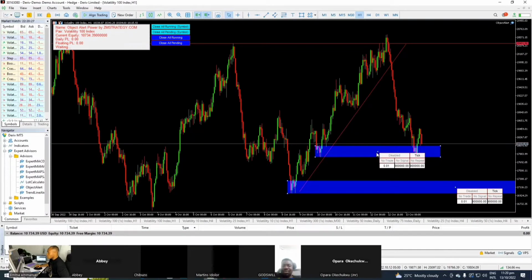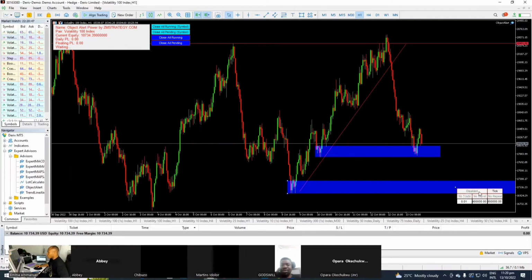So this will be my first point of interest to buy the market up, and this will be my major point of interest to buy the market up, because this is the lower low that the market got to before it created this new high. So this is my first point of interest, and this is my major point of interest.